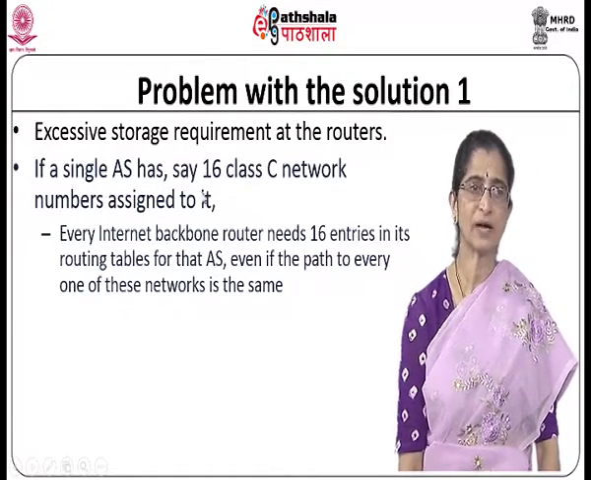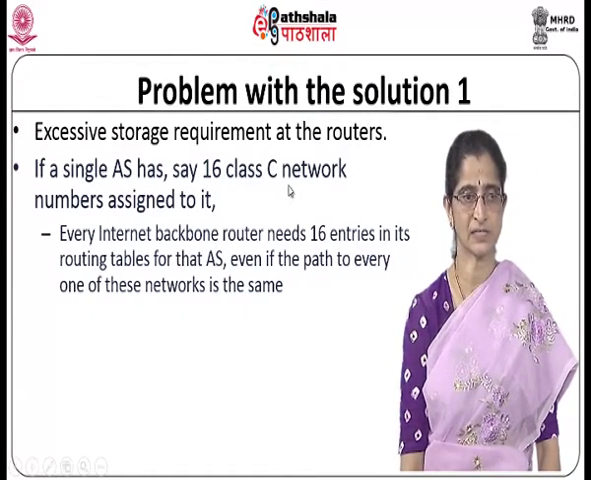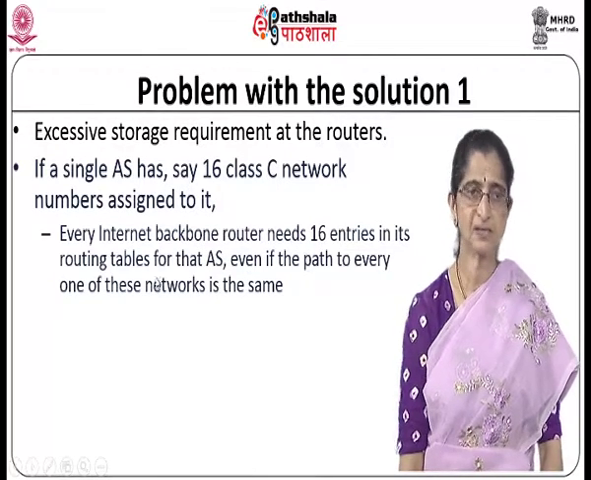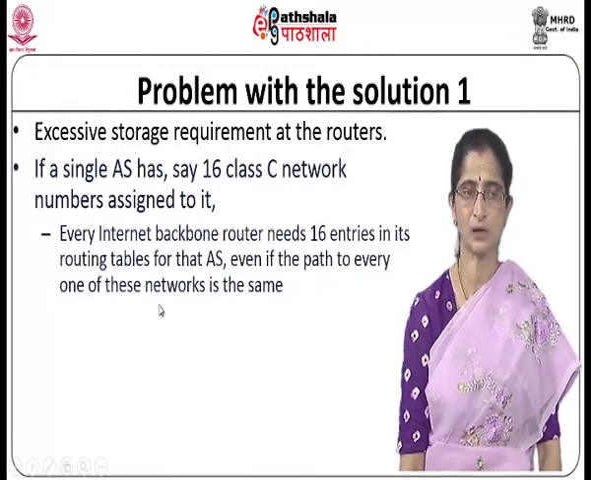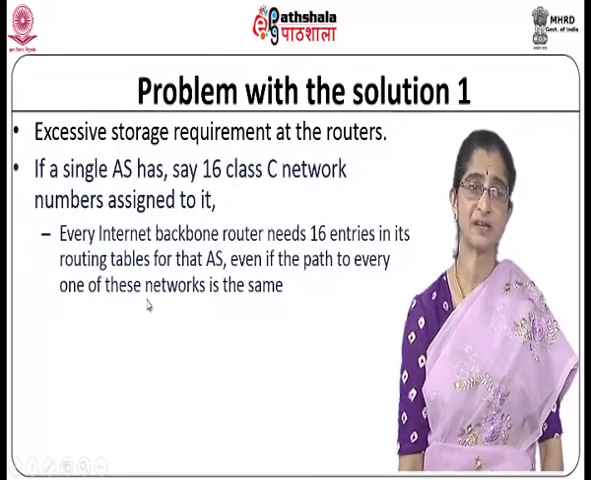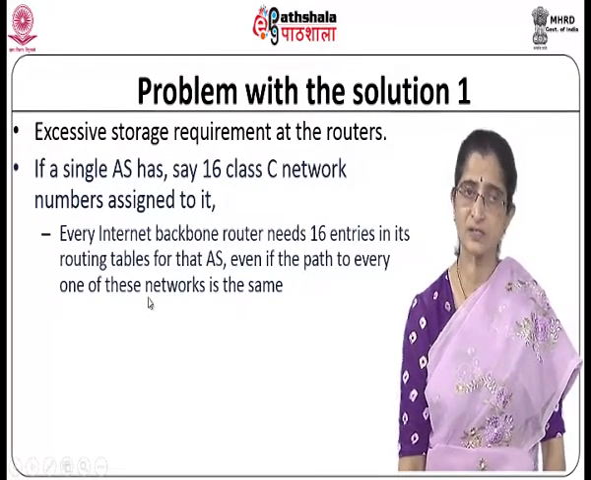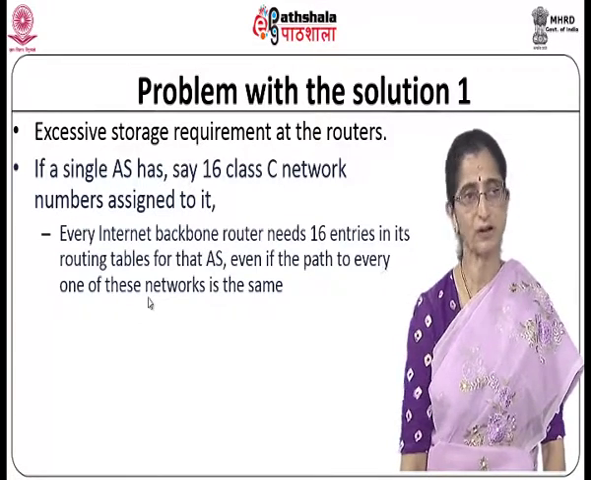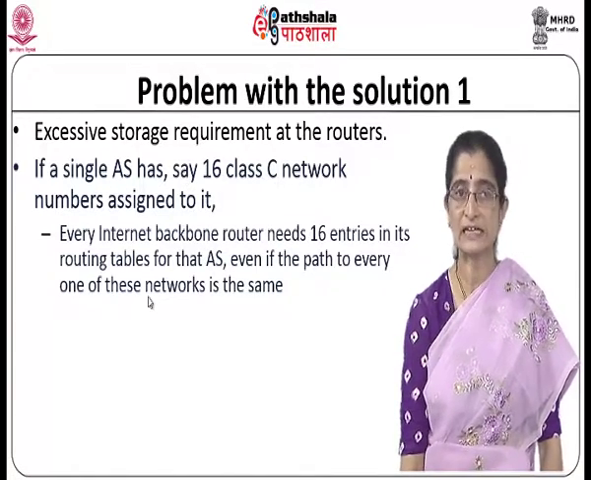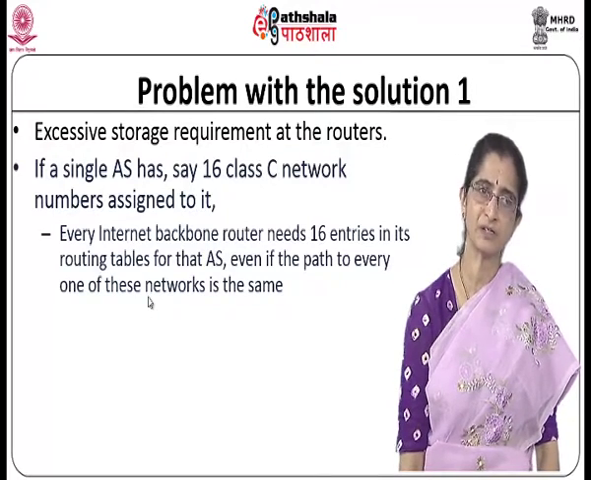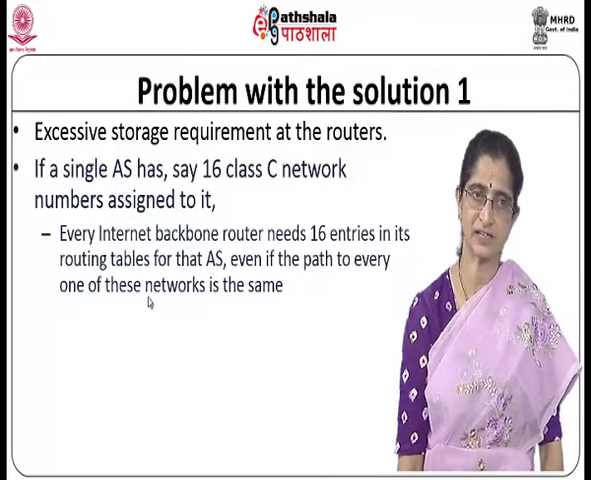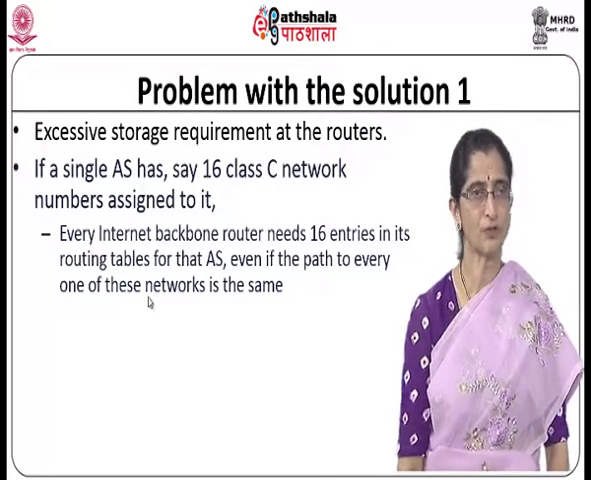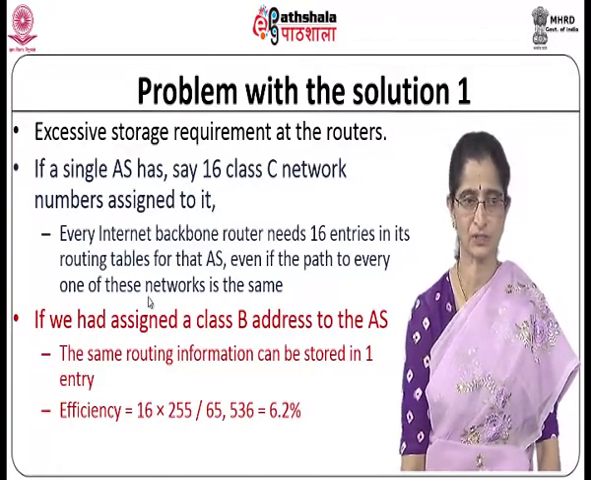Similarly, if you had, say, 16 class C network numbers assigned to it, every internet backbone router would require 16 entries in the routing tables. So even though the path taken for each of these networks is the same, you will still have 16 different entries. That is not really desirable, because this leads to an increase in the number of entries, and as the number of nodes and IP addresses increases, that will make the process of looking up at the routers slower. So that's a problem.